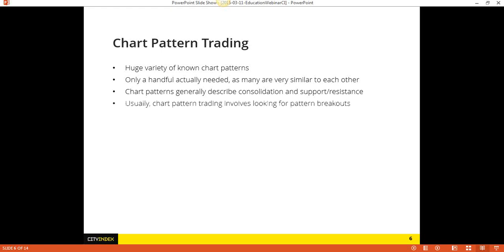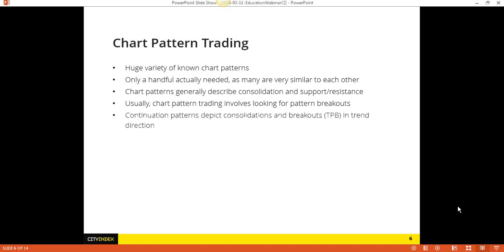Now, usually chart pattern trading involves looking for pattern breakouts, like I just mentioned. So when you see a triangle, when you see a flag or a pennant, which I'm going to show you in a minute on my charts, what you're really looking for is a breakout. Same with the reversal patterns like the head and shoulders, the double tops, triple tops, etc. You're looking for breakouts, and they're in different directions. So for the reversals, you're looking for a reversal breakout. For the continuation patterns, you're looking for a breakout in the direction of the trend. But any way you look at it, you're looking for breakouts.